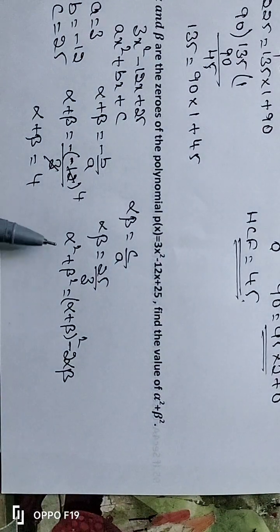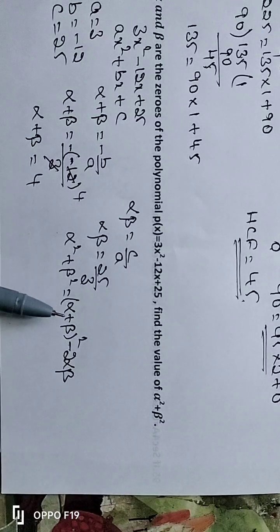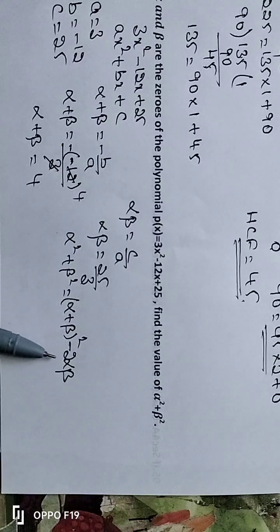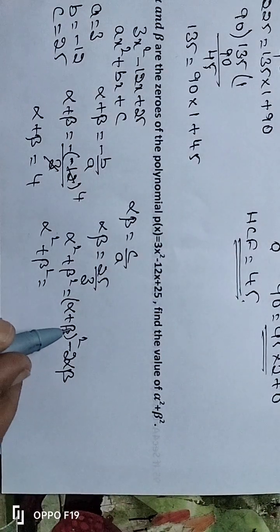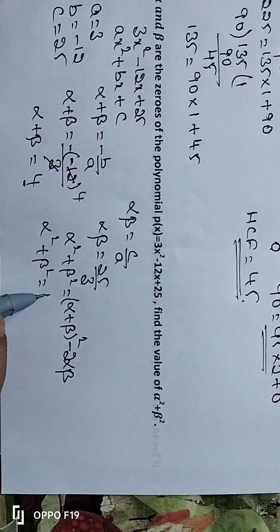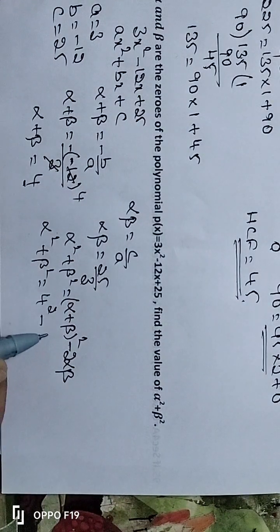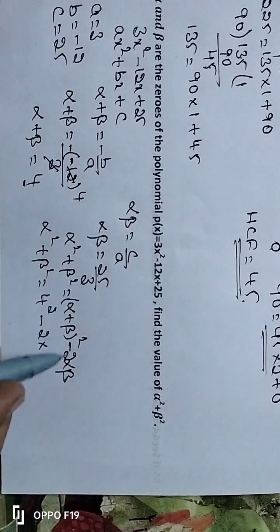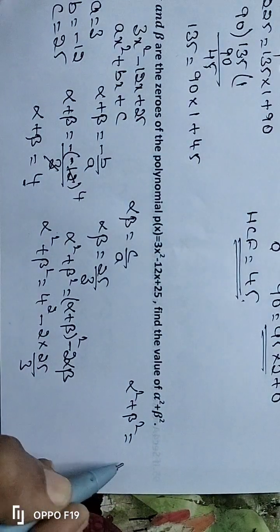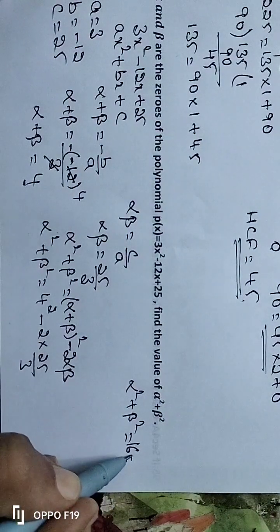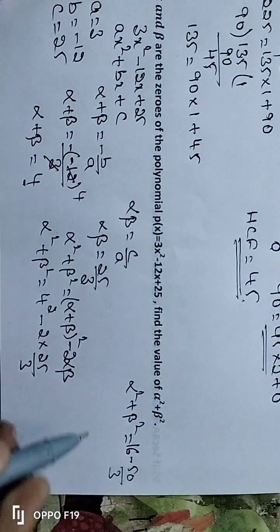How can we write alpha square plus beta square? Alpha square plus beta square can be written as alpha plus beta whole square minus 2 alpha beta. What is alpha plus beta? It is 4, so 4 square minus 2 into alpha beta, which is 25 divided by 3. Alpha square plus beta square is equal to 4 square is 16 minus 50 by 3.